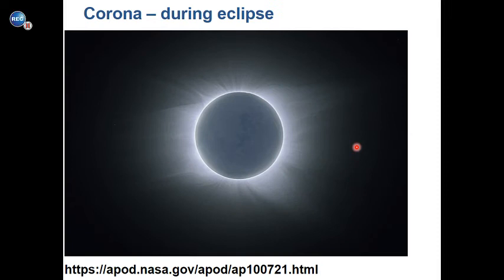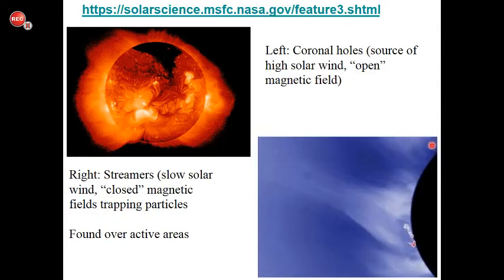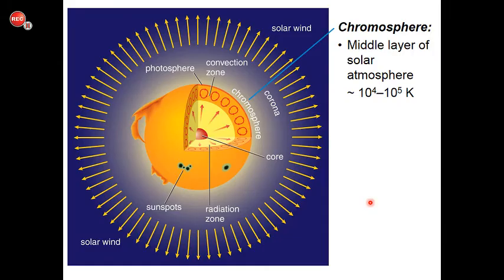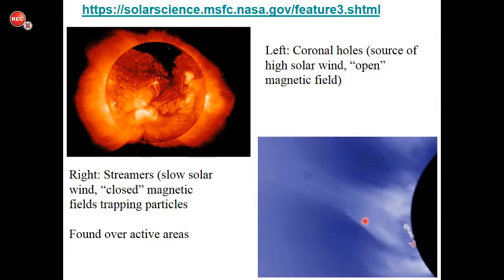As we go inwards, there's the corona. The corona is what you see during an eclipse. Then we can see the corona, and we can see holes in it. And we can see features where the solar wind is flowing and where magnetic fields trap particles. Oops, go back here. So active areas tend to have more particles.